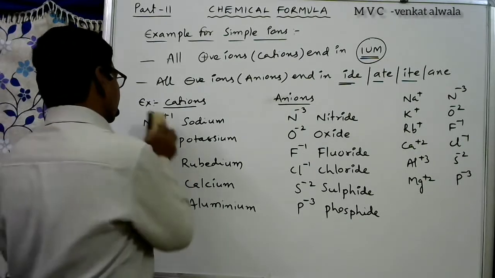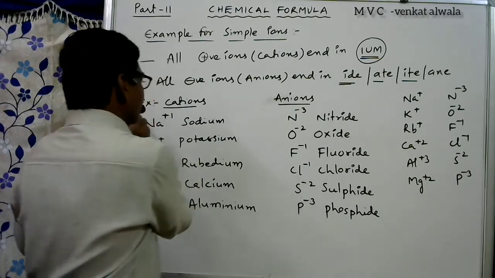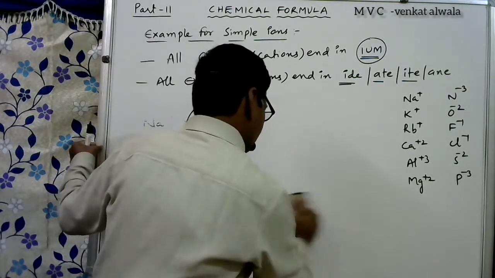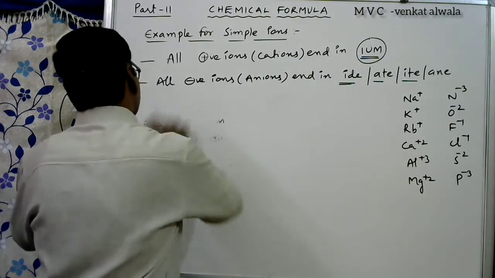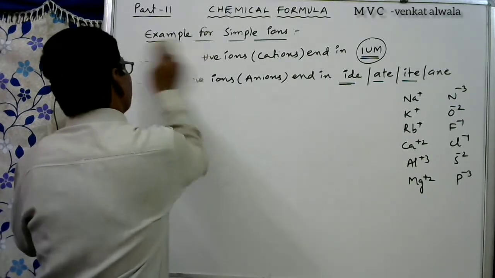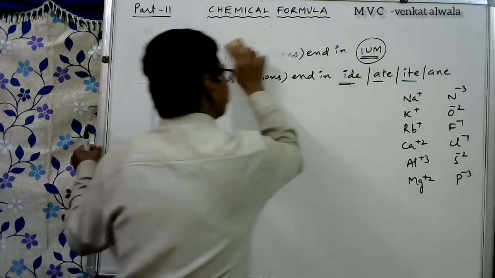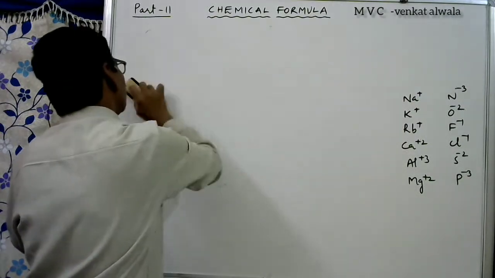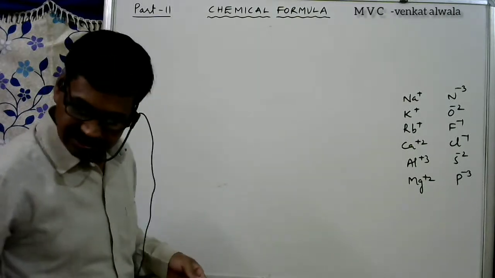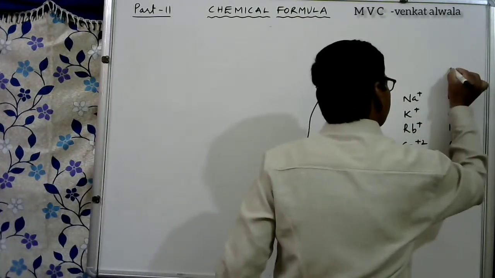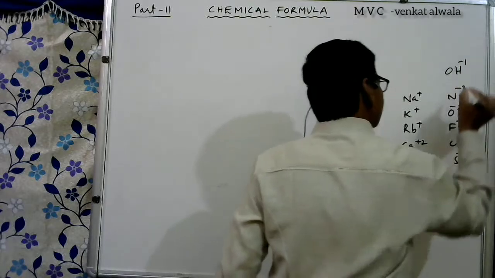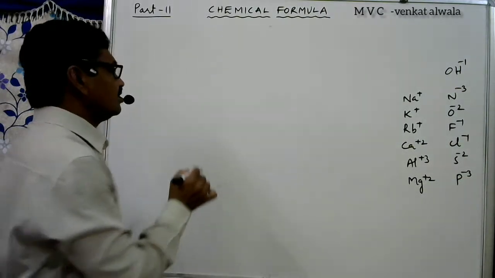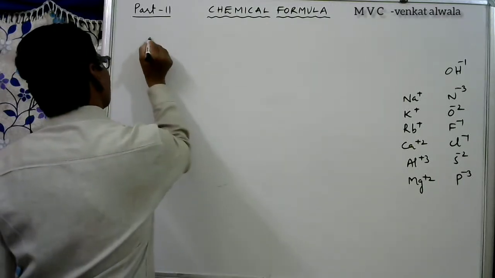Now we'll discuss how to write the formula by using the crisscross method. See here, first we will write the formula of water. Water is a simple compound. Here the OH minus ion is present. How we get the OH minus hydroxide ion, we'll discuss in this session. But first, the simple compound water's formula.